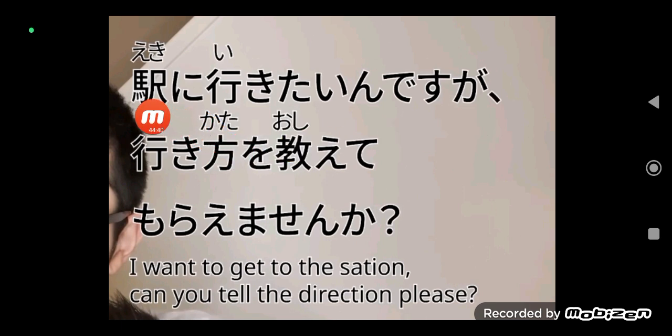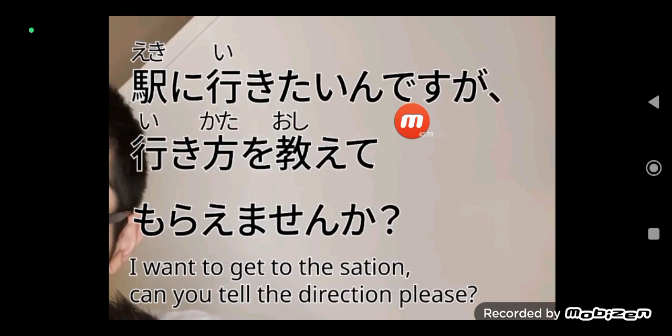So just like here, 駅に行きたいんですが、生き方を教えてもらえませんか？ So the 行きたい here is the desire form. You desire, you want to go. 行きたい is the desire form of iku, or you want to go. You want to go to eki. So iku is the dictionary form and the desire form is 行きたい. So eki, station, eki ni you want to go.